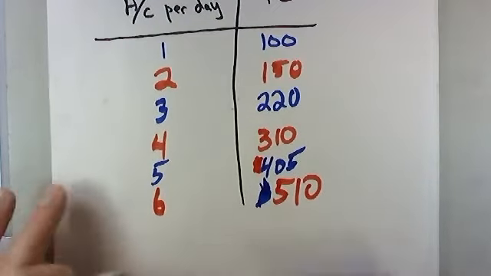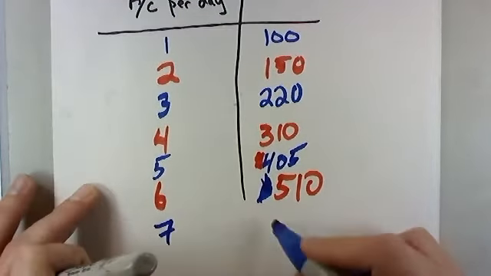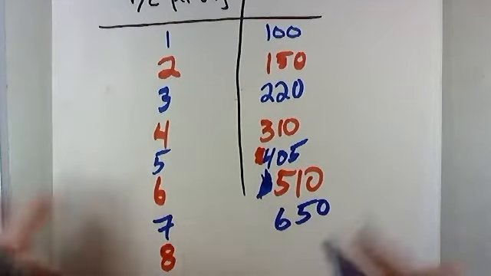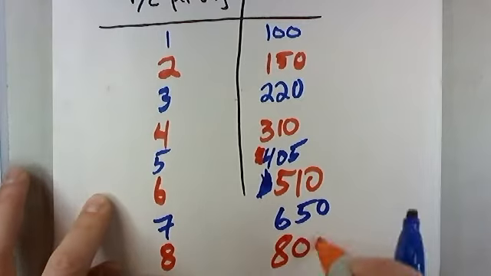Right. And we have seven air conditioners at 650. And lastly, we've got eight air conditioners at 800. Okay.